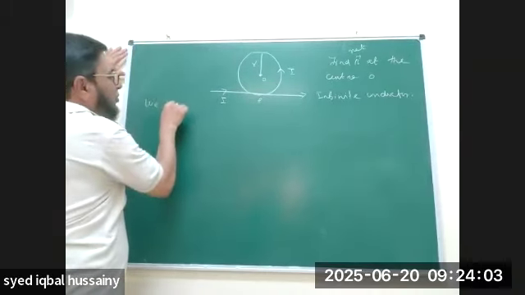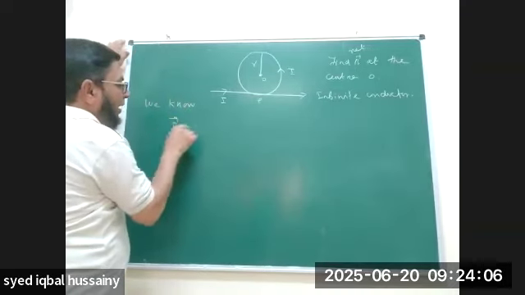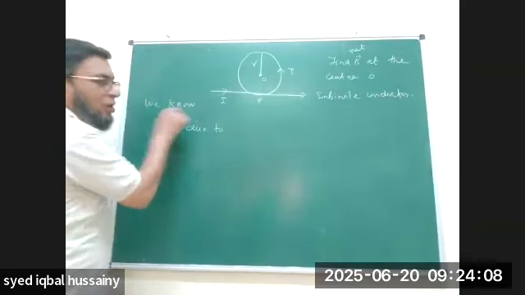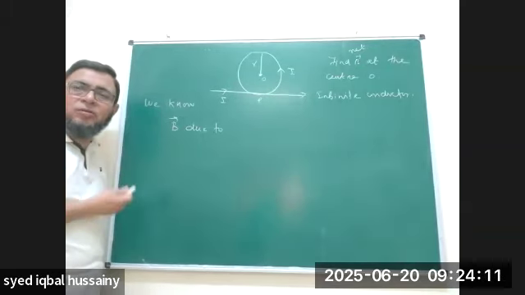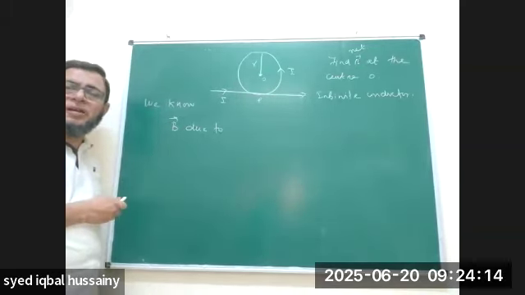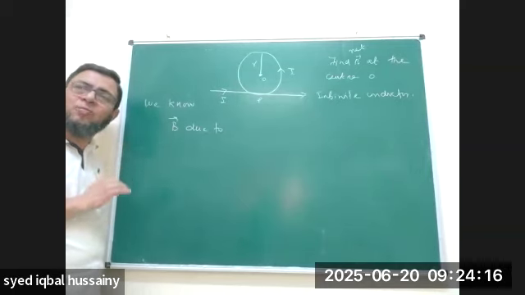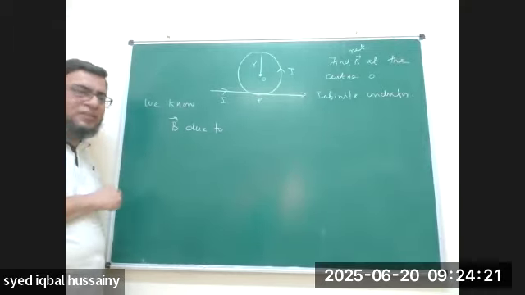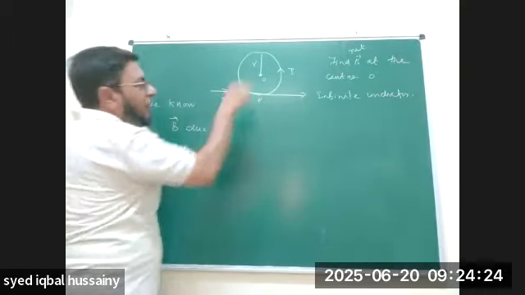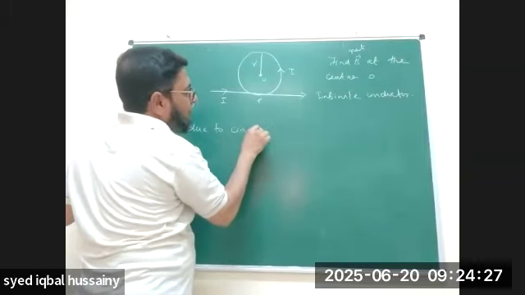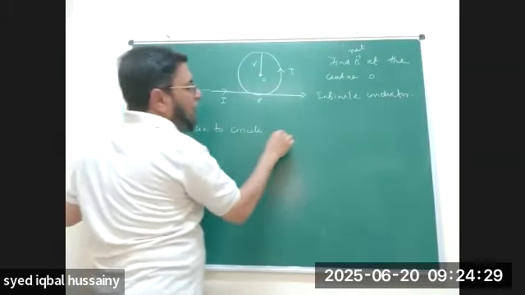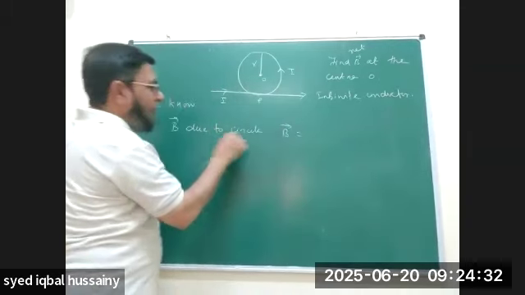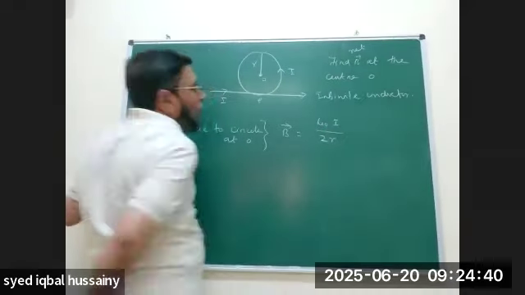Very good. To Sharanya, we know magnetic field. Several times I'm writing, we know. So we know the magnetic field due to the circle. Magnetic field due to circle: what's the answer? B vector will be equal to mu naught I by 2R. Mu naught I by 2R.